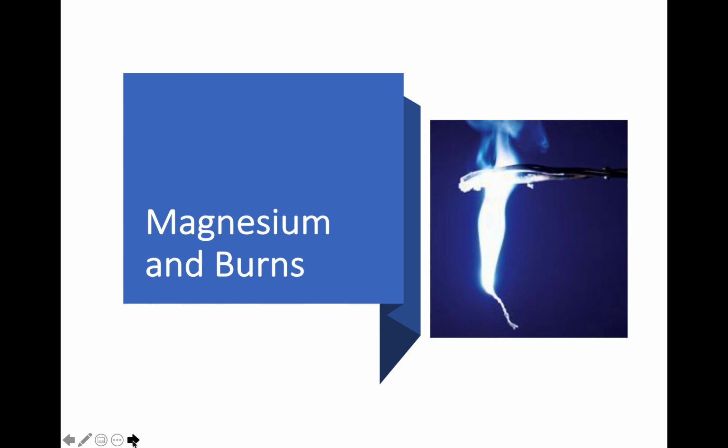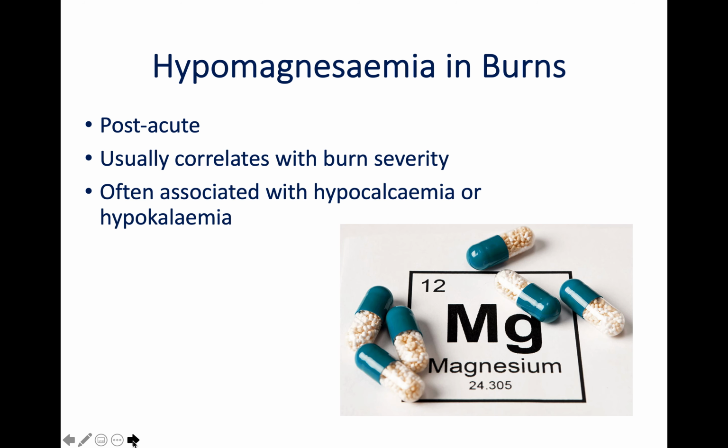Looking specifically at magnesium in burns, hypomagnesemia, as I said, is not uncommon in the post-acute phase, and it usually correlates with burn severity. So the severity of the hypomagnesemia, or how many times you have to replace the magnesium, correlates with the severity of burns very often, and it's often associated with hypocalcemia and hypokalemia. So there's no point in looking at individual electrolytes on their own. You need to make sure that you do a UNE and a CMP together to try and correct all the electrolytes if there are electrolyte abnormalities, because one influences the other.